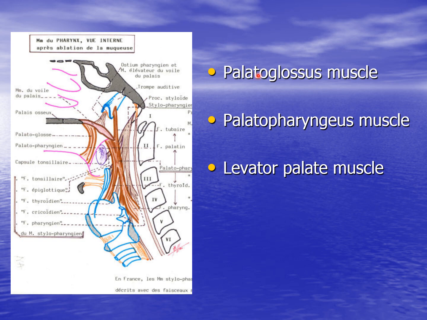So where is the palatoglossus muscle? It comes from the palate to the tongue. This is the one. Which one is the palatopharyngeus? It comes from the palate to the pharynx, which comes here to the pharynx. Which is the levator palati? Levator palati comes from the Eustachian tube to the palate.